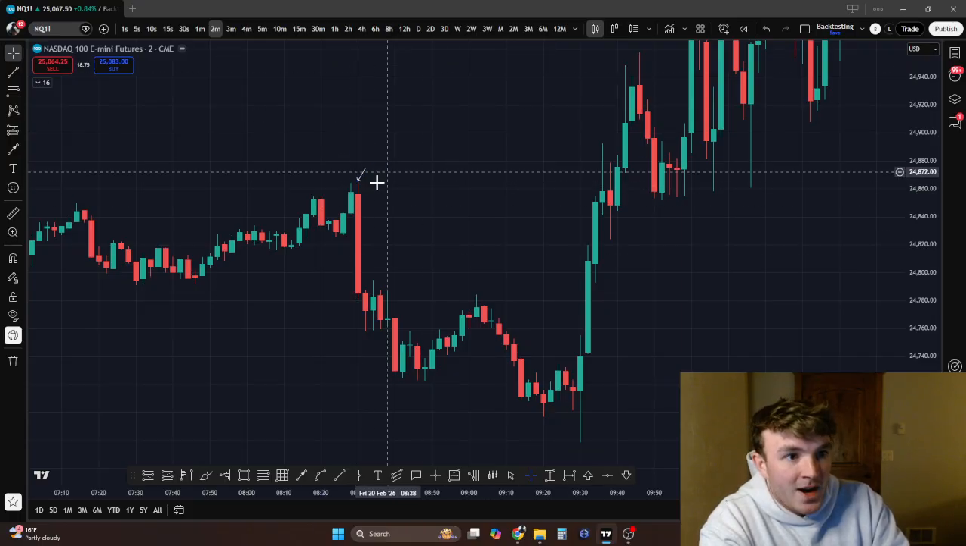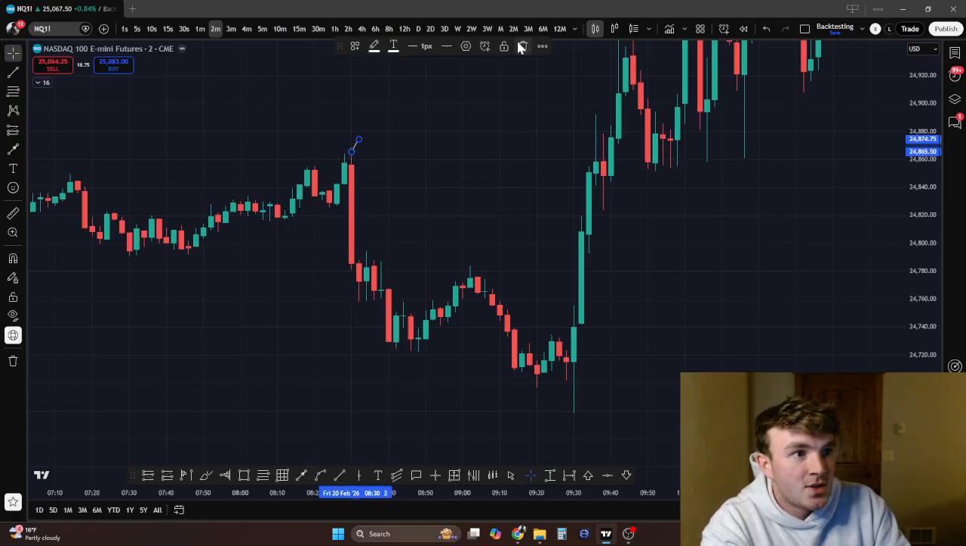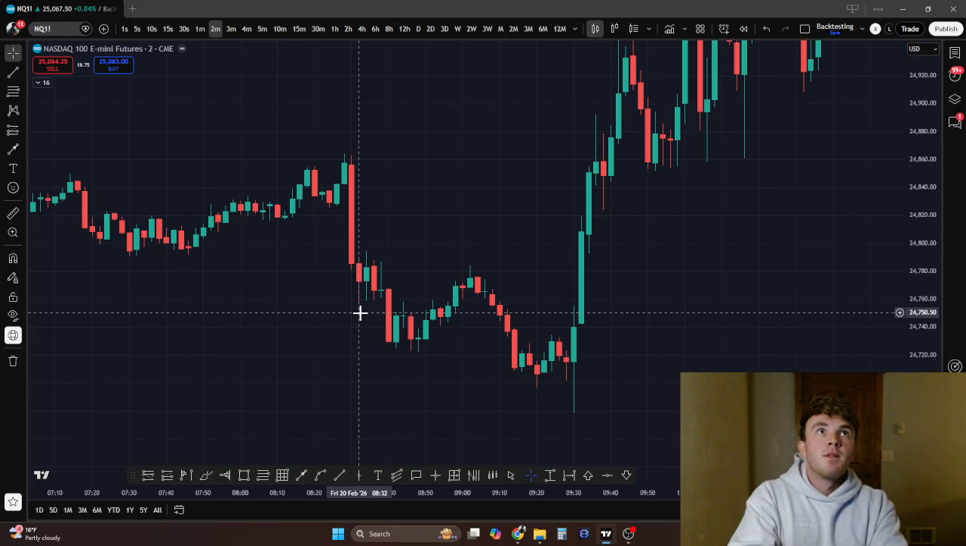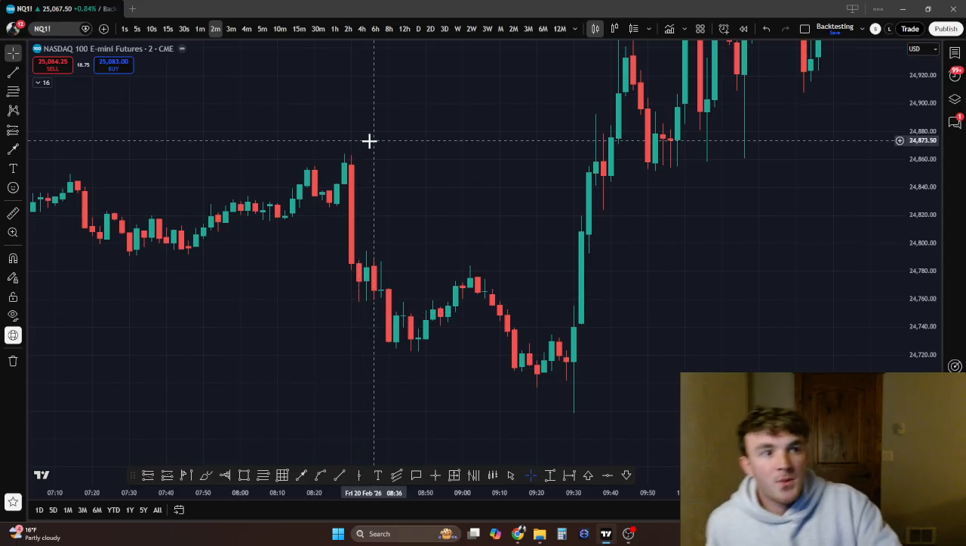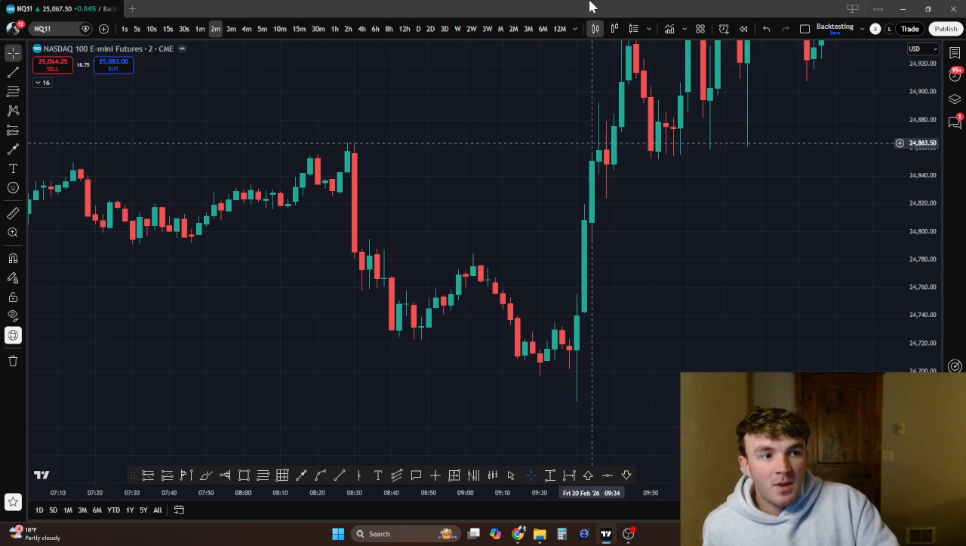And why is this significant? Because the market's going to want to come back to it. So essentially two different reasons why the market should go up. One, we have a data high. Two, we have the overnight gap above.